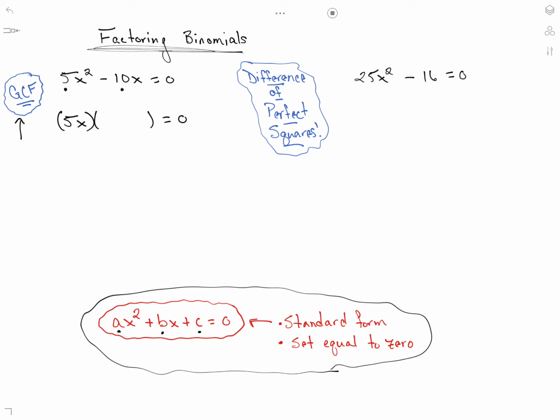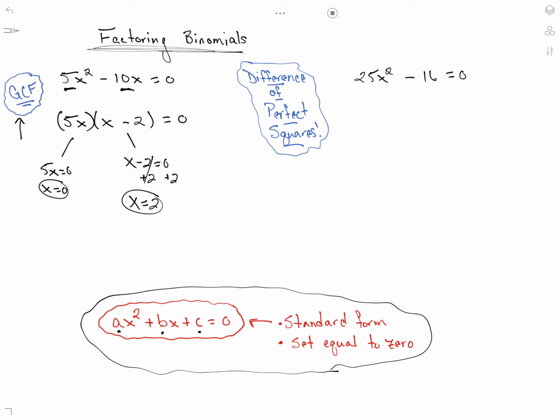The other set of parentheses is what's left over when I divided out the 5x. So if I divided 5x squared by 5x, all I will be left with is x, because 5x times x is going to get me x squared. If I divided a negative 10x by 5x, the only thing that's going to be left is a 2. And those are my two factors. From there, I just set them equal to 0 and solve. And there's my two solutions.